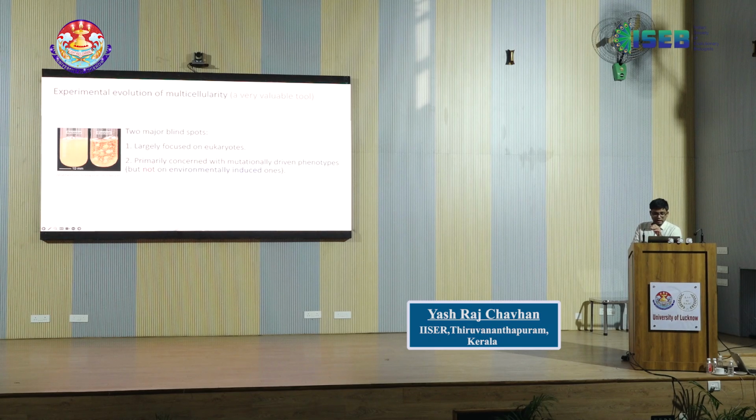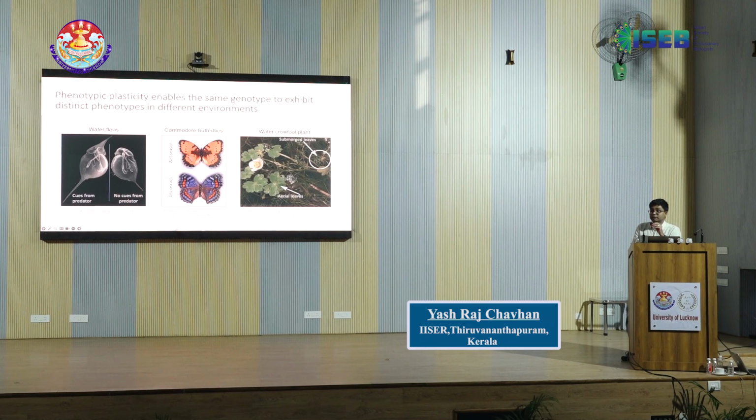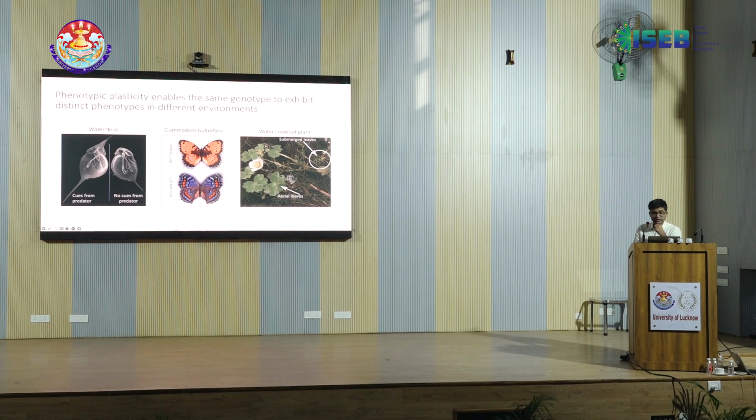Okay, so I want to talk about environmental induction because there is a super powerful thing called phenotypic plasticity, which enables organisms to have the same genotype but exhibit multiple different phenotypes in different environments. For example, you see Daphnia here, where it forms this helmet-like protective covering when it's cultured with predators, and if the predators are removed, there is no such covering. It's the same genotype.